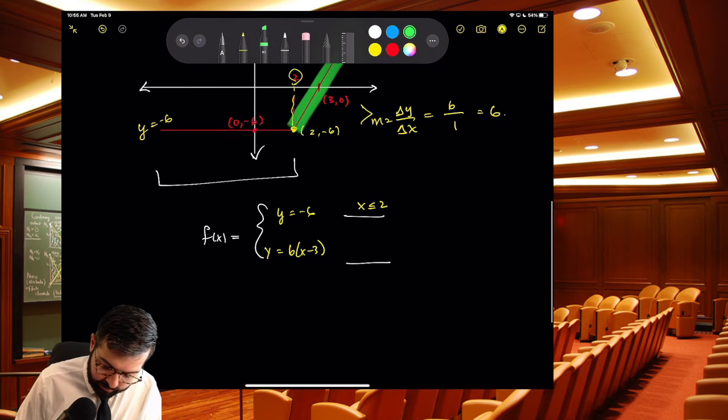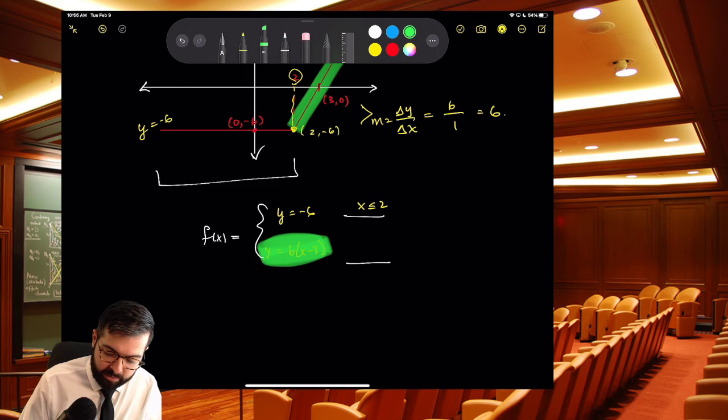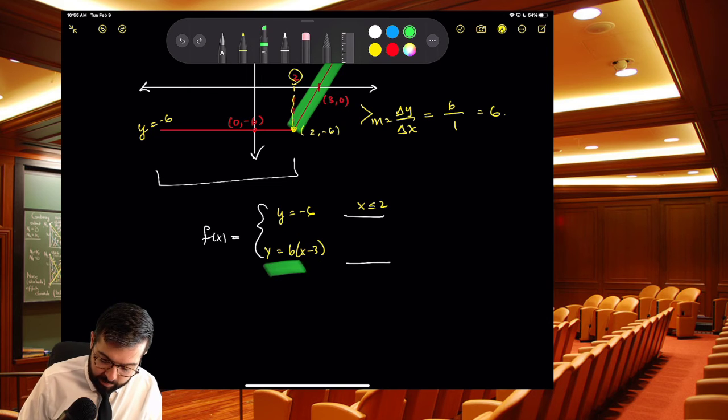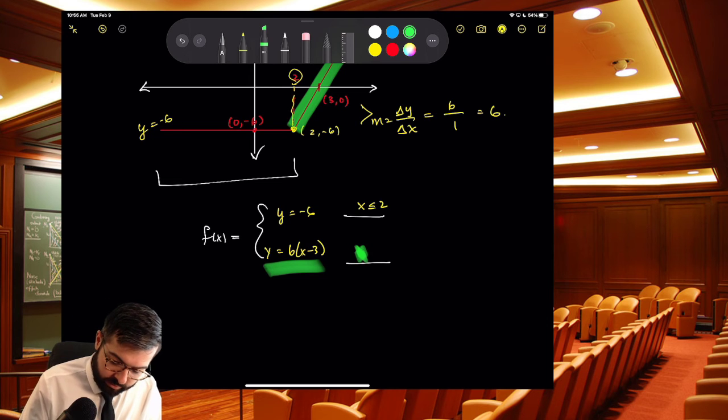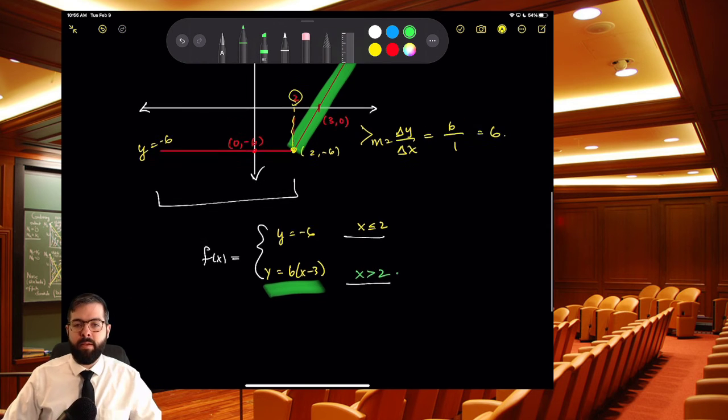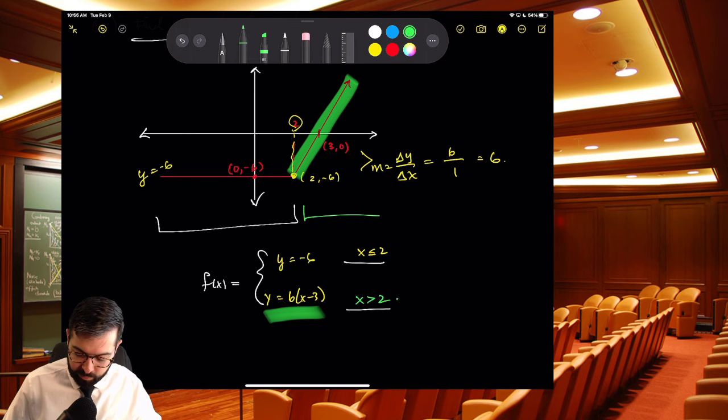So this represents this line here. I kind of made that hard to see. Back that up. But that's this line here. And then we have to say what inputs we're using for this, which is x greater than 2. And so that's for these x values up here, x greater than 2.